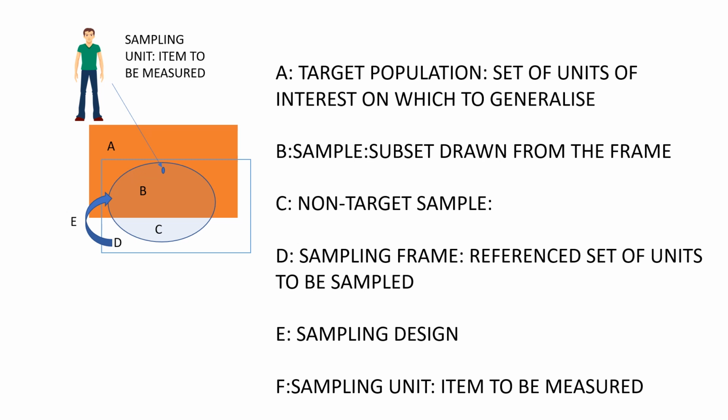So the B is drawn from the sampling frame, which has some non-target sample and some target samples. And E is the methodology adopted to reach the sample from the chosen sampling frame. There is a sampling design. And F, that is the man in question standing over there, is the sampling unit, the item to be measured.